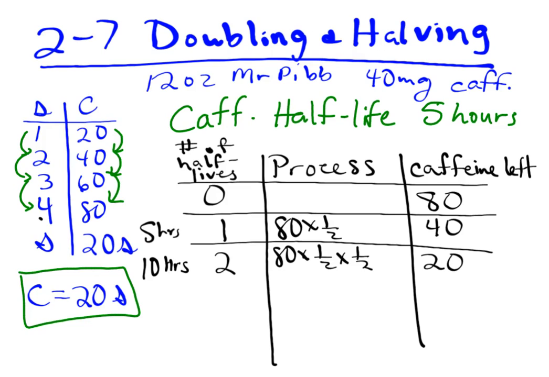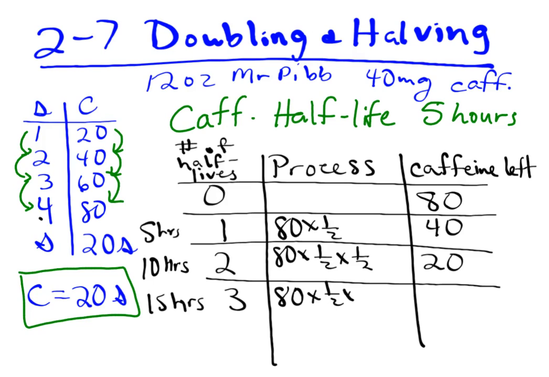Why isn't it just getting? That's just not how it works. So does caffeine never actually leave your body? That's a good question. What about 15 hours later? How many half-lives have occurred? Three. So it's been cut in half how many times? Three times. So times a half, times a half, times a half, which puts us at 10.